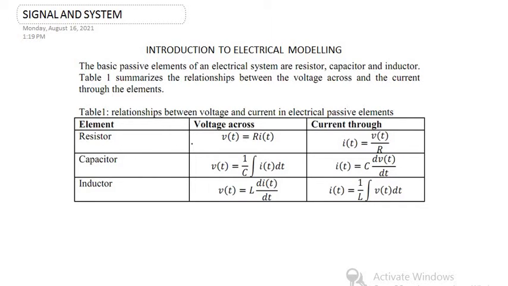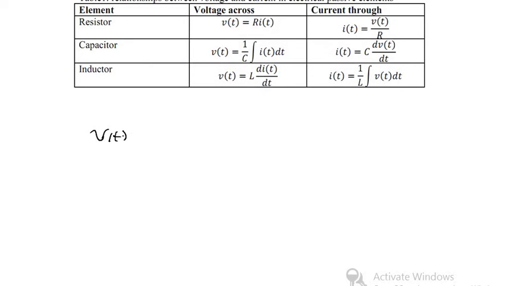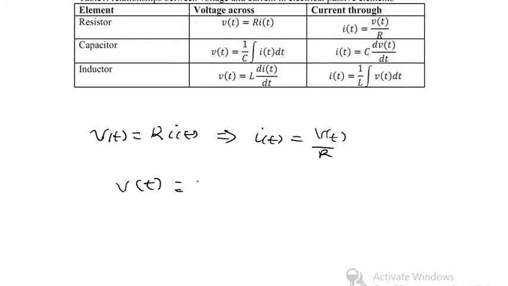The resistor is given as v(t) equals R times i(t). If you make i the subject, we have i(t) equal to v(t) over R. Then for the capacitor, we have v(t) equal to 1 over C integral of i(t) dt.